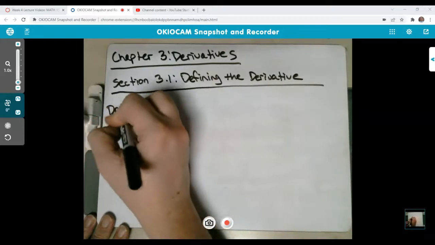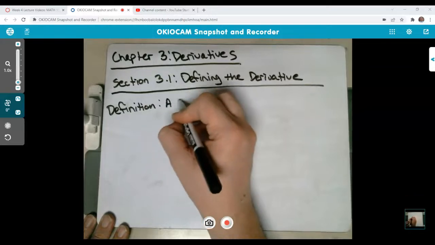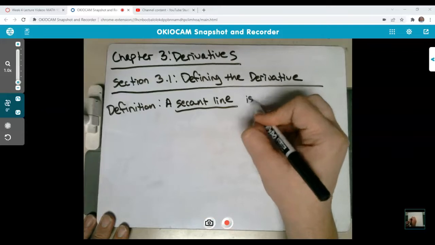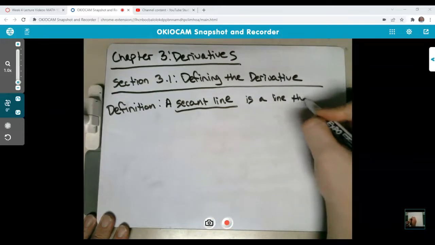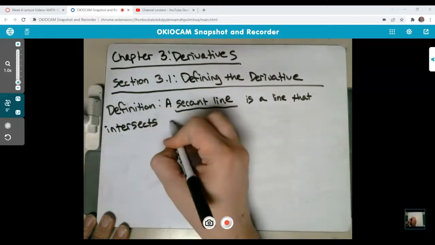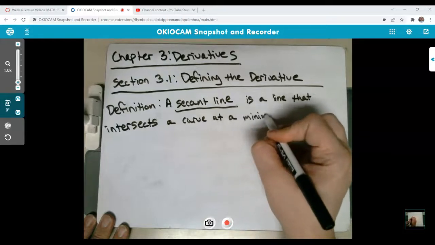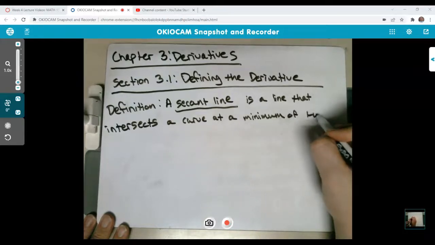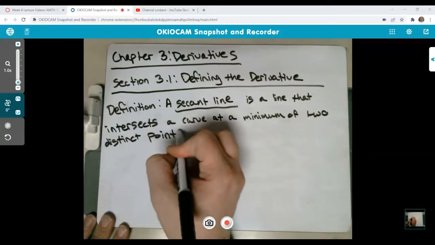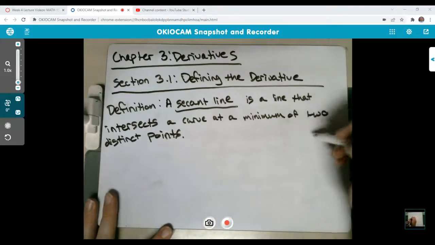So first off, definition. A secant line is a line that intersects a curve at a minimum of two distinct points. At least 2 points. So what I mean by that, let's say I have a graph.